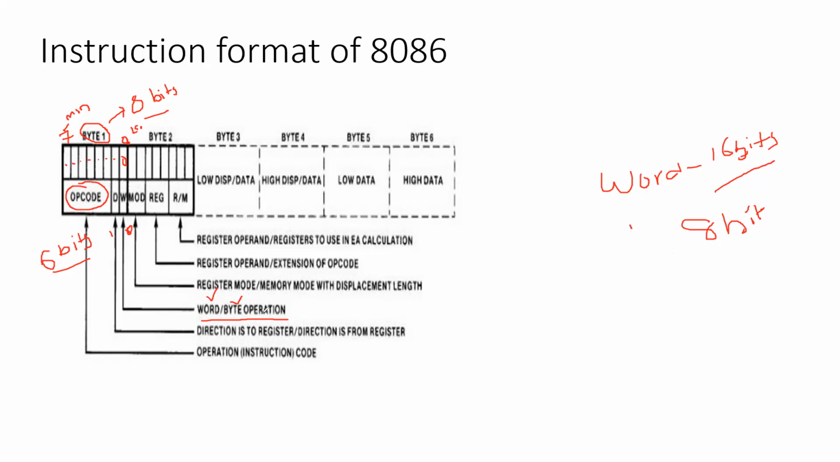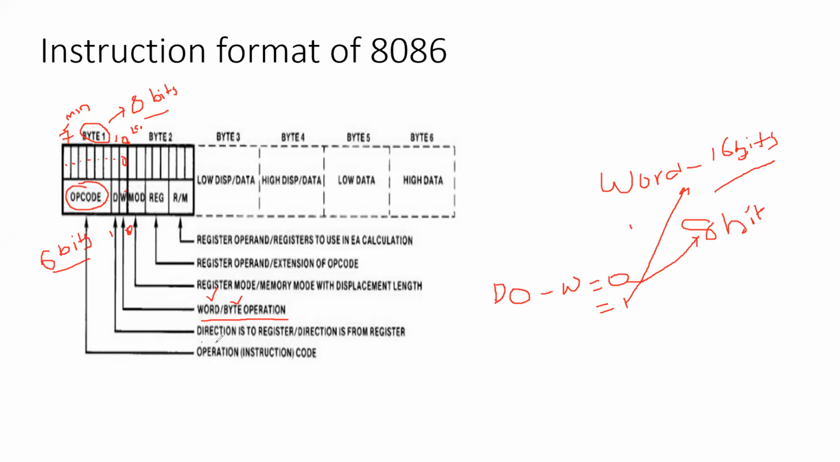If the D0 bit, the 0th bit, is specifying W, and the value is equal to 0, then the operand will be 8 bit. If the W value is equal to 1, then it is working on a 16-bit operand. That is the indication given by this particular D0 bit. Coming to the next bit, we have the D1 bit.